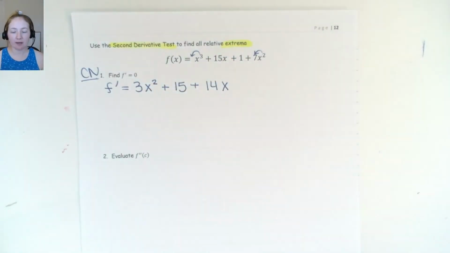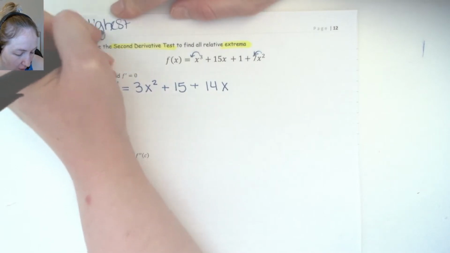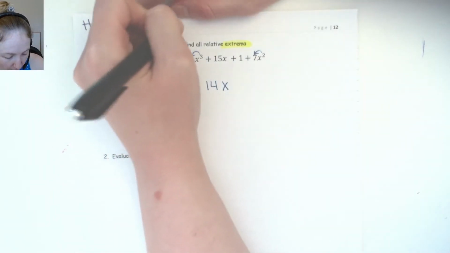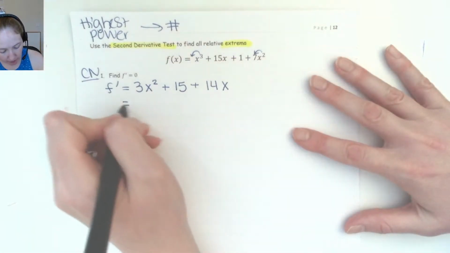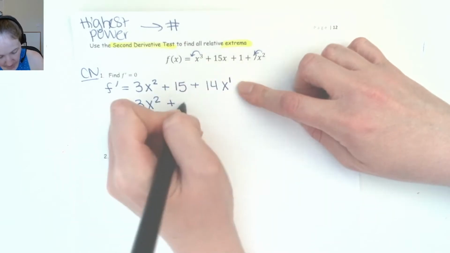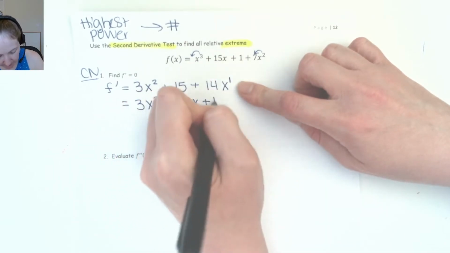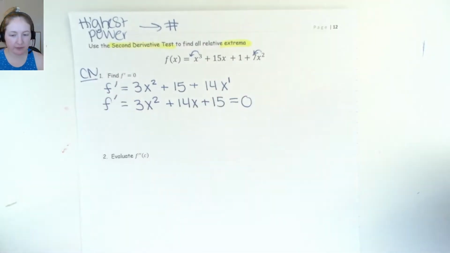All right, now you gotta love these questions where the x's are all sorts of mixed up. Remember, you want the highest power all the way down to your constant. So before you think about setting this equal to 0, you're going to rewrite this as 3x squared plus the x to the first term plus the constant, and then set that equal to 0.